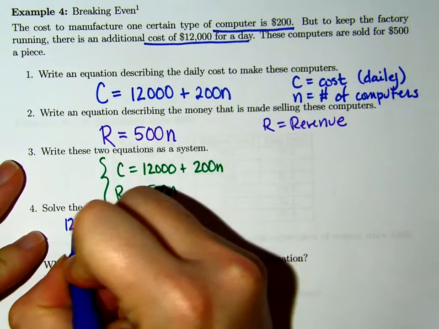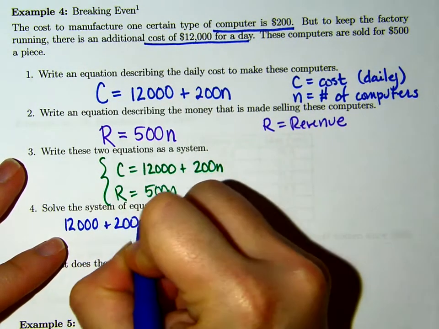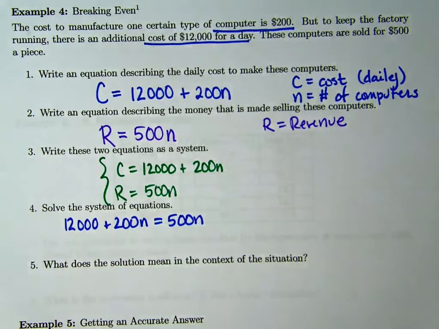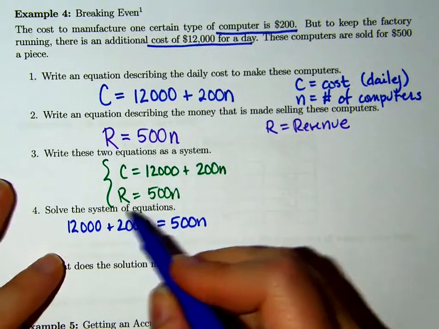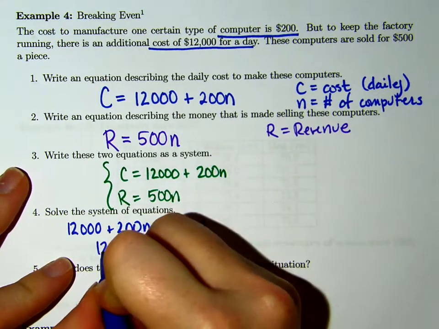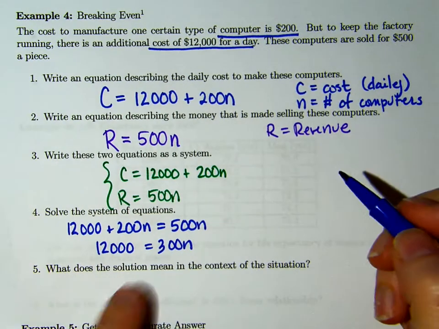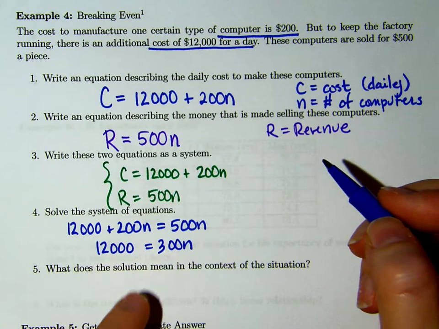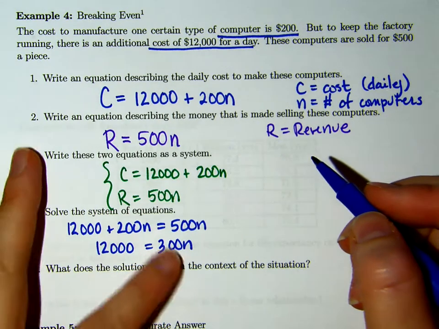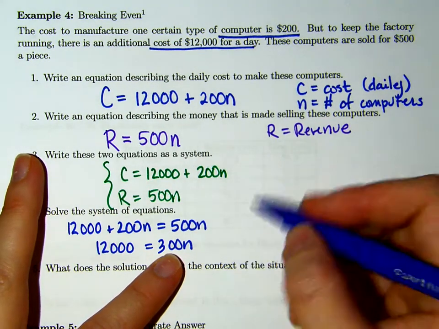So you could also graph these or create a table of values. Okay, I'm going to take away 200 n's from both sides. And then I'm going to scale everything down by 300. What does that make? 40? Yeah.